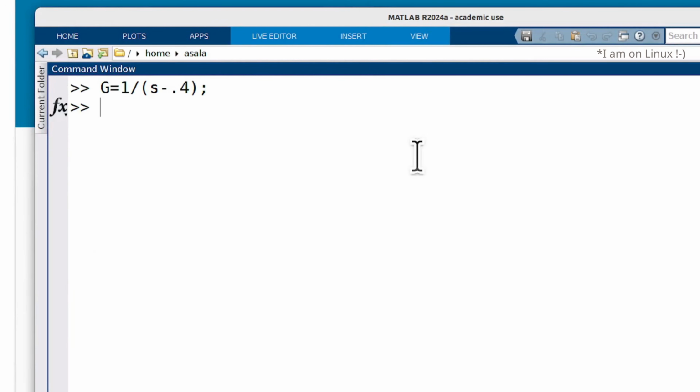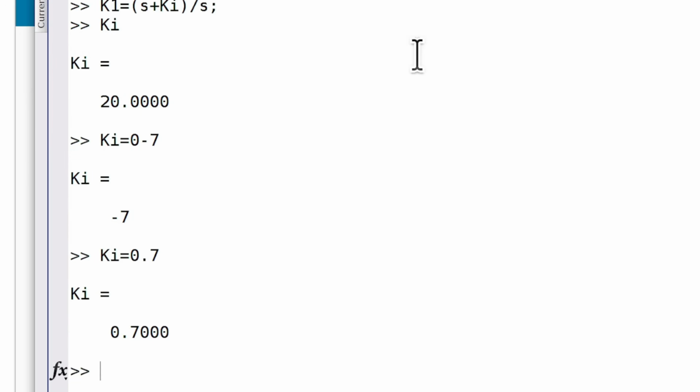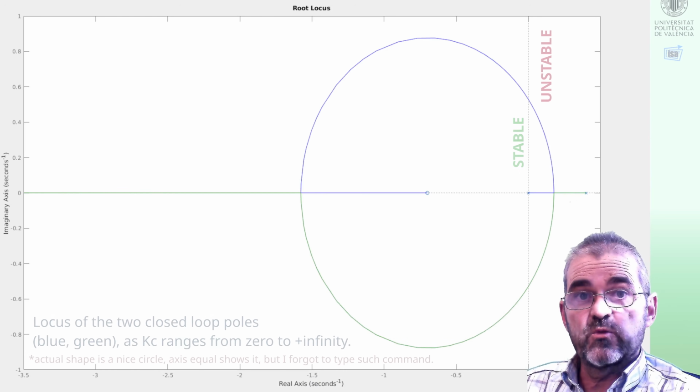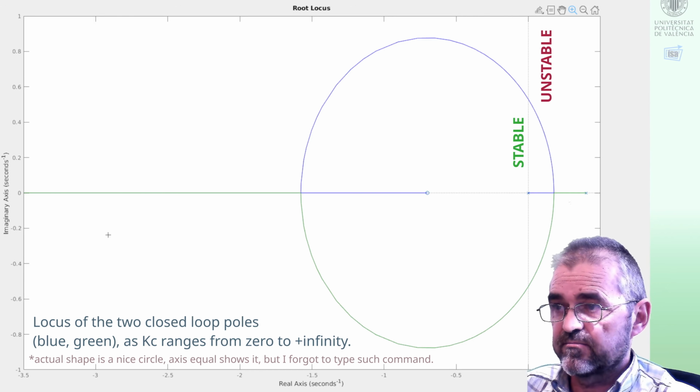This was g. K1 would be this thing. For instance, I am simulating, let me simulate ki equal 0.7, let's say. So this will be k1, and then of course the actual controller will be this multiplied by kc, but the root-locus command must be executed with this g times k1, and we get this picture that we are about to explain.